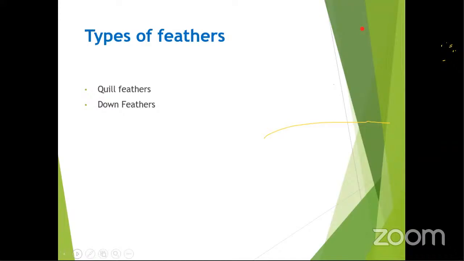Very small. So those small, soft feathers are the ones we call down feathers. Then the other type of feathers is this. We also have the covert feathers. So these covert feathers are also called body feathers.